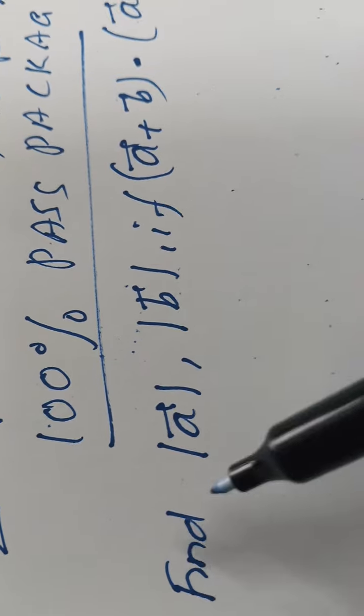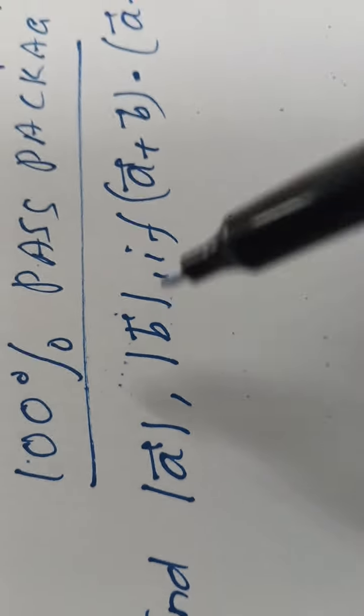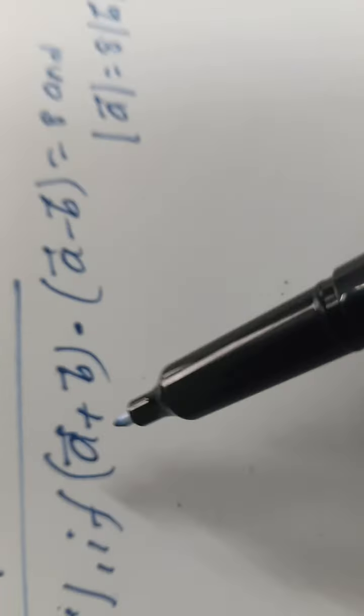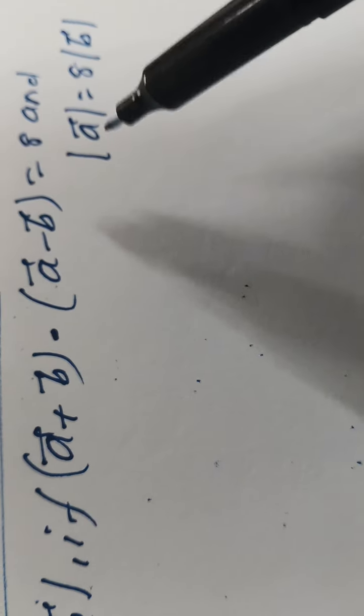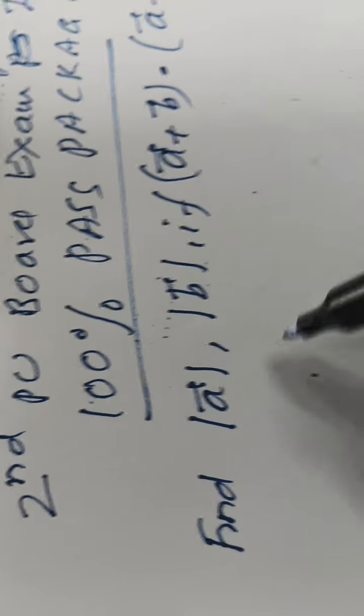Okay. Question: find the magnitude of A and the magnitude of B, given (A plus B) dot (A minus B) is equal to 8 and magnitude of A is equal to 8 times magnitude of B. Now, solution.